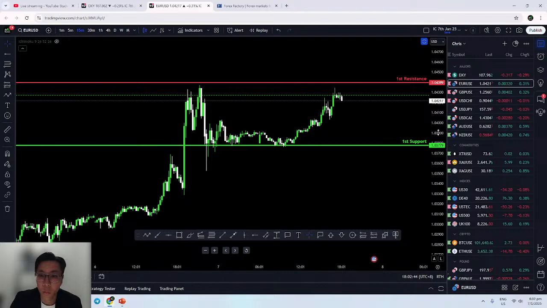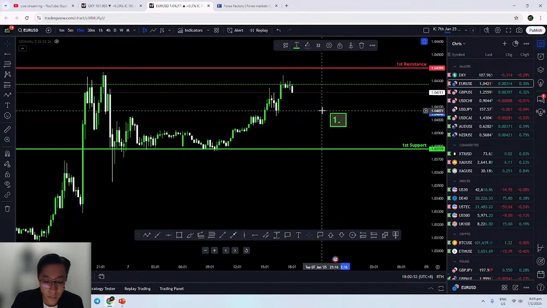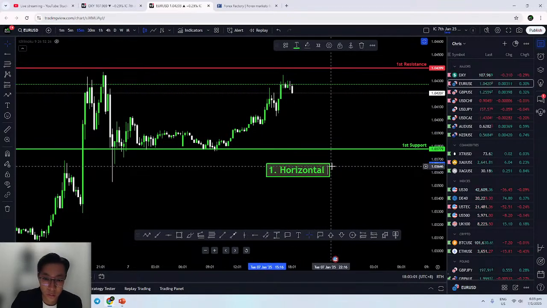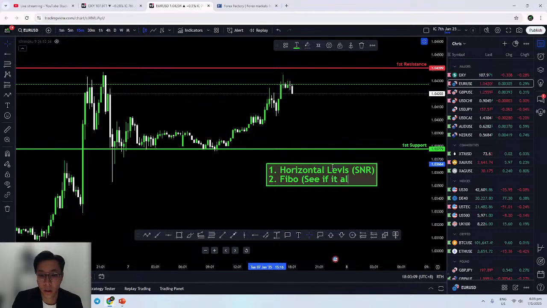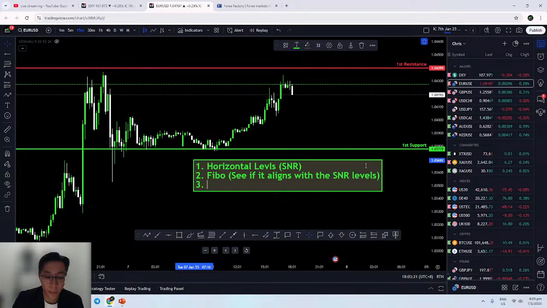Let's see. But what we need is, once you mark out your horizontal levels, this is a very simple strategy. Horizontal levels, then we move on to fib. If it aligns with the fib, and the next thing is, go to 15 minutes.